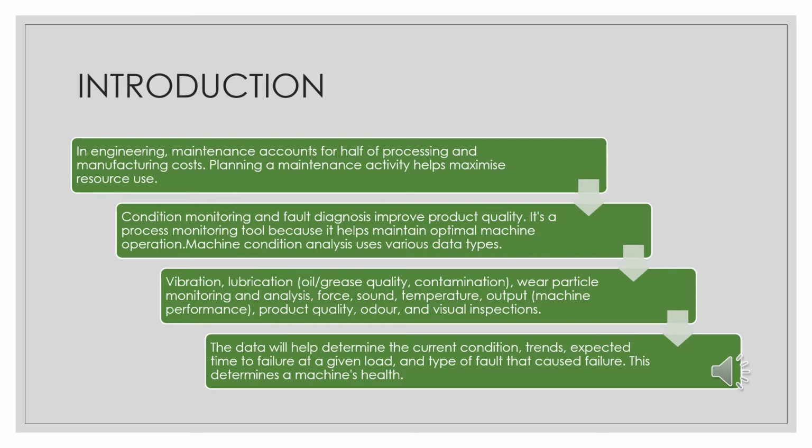Machine condition analysis uses various data types: vibration, lubricant, oil and grease quality, contamination, wear particles monitoring and analysis, force, sound, temperature, output, machine performance, product qualities, odor and visual inspections. The data will help determine the current conditions, trends, expected time to failure at a given load, and types of fault that cause failure. This determines a machine's health.